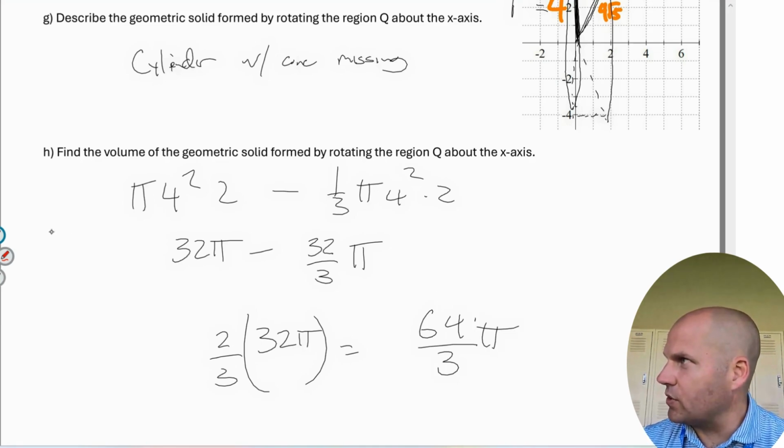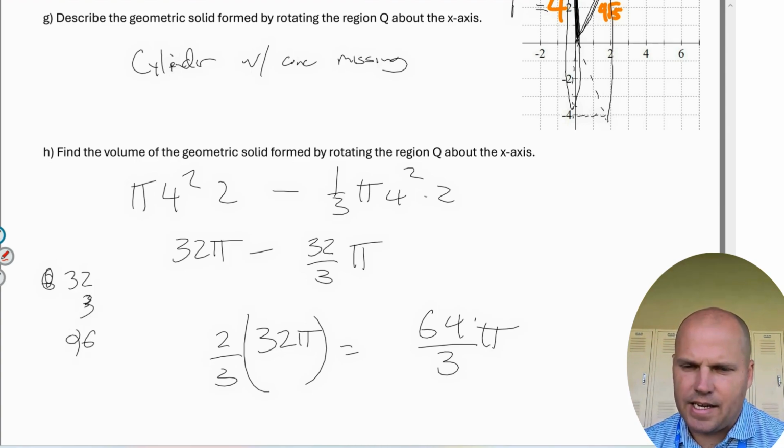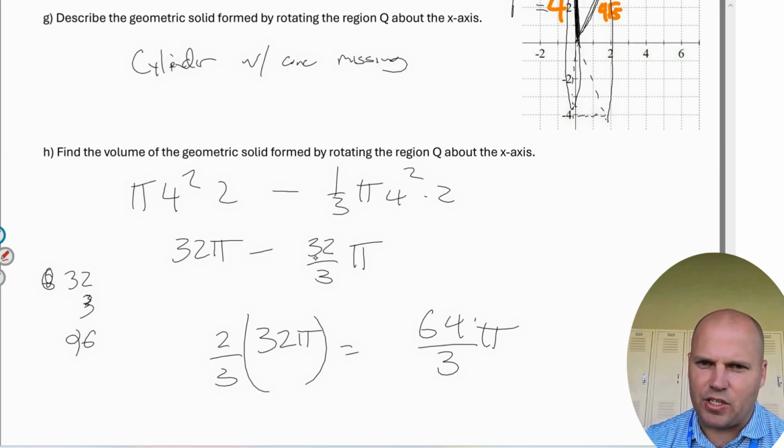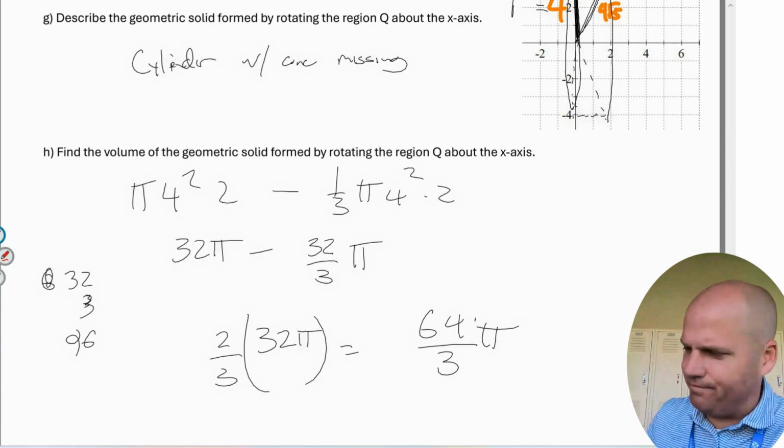This is like 32/64. 96 pi thirds minus 32 pi thirds is 64 pi thirds. Okay. If you don't get this, you just copy this down.